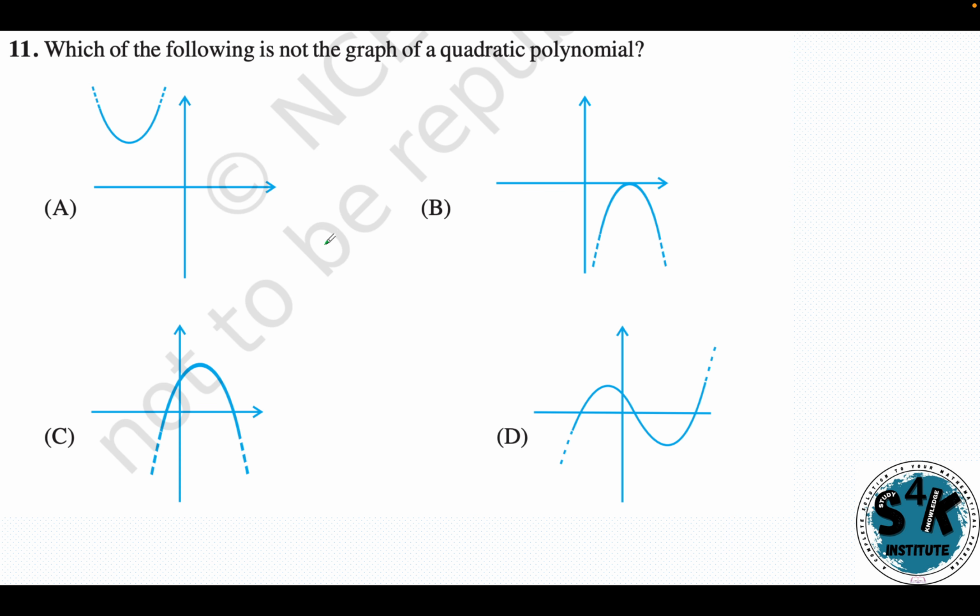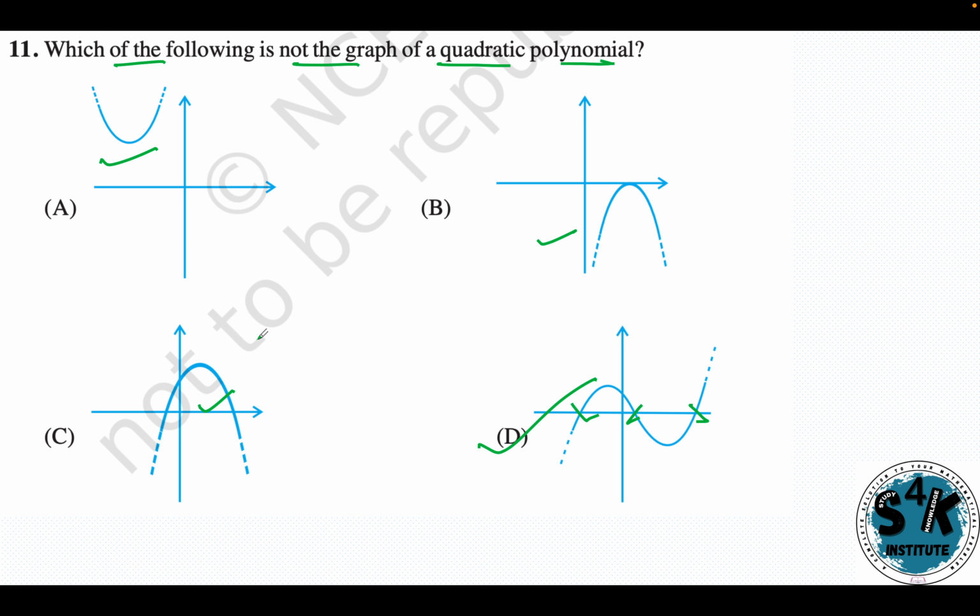The last question: which of the following is not the graph of the quadratic polynomial? When you have a quadratic polynomial, this is also part of a quadratic polynomial, this is also part of a quadratic polynomial, this is also part of a quadratic polynomial, this is not, because here we have 3 zeros, so this is part of a cubic polynomial.